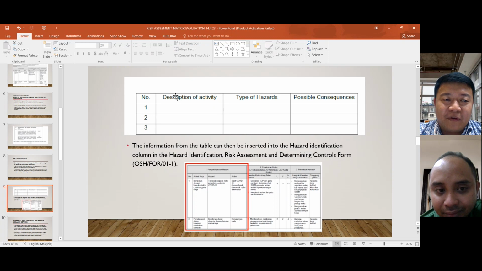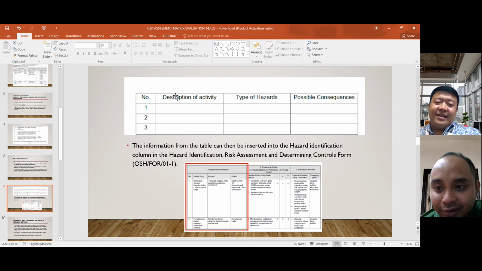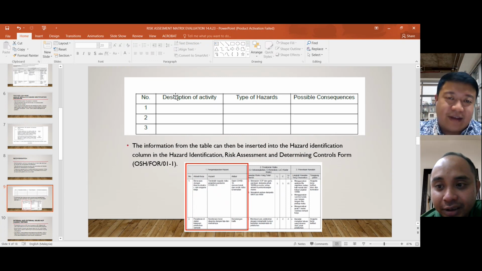Let the container open for a few minutes to let out the hazardous vapors inside the container. And then what do you do when you enter the container? You mean the process flow, step by step, activity. Yes. And the type of hazard, it must be more than one? We have to identify more than one?